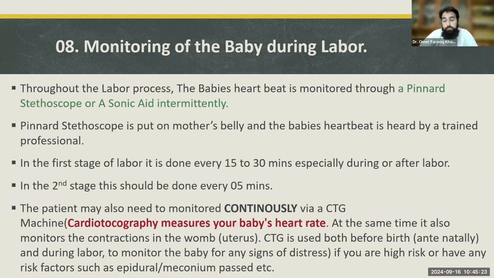If you are a high risk case or have any risk factors such as epidural or meconium passage, etc., CTG is mandatory, and this CTG is present in secondary care institutes or in tertiary care hospitals. So you should be referred to a maternity ward where CTG services are present if you are a high risk case due to any cause.